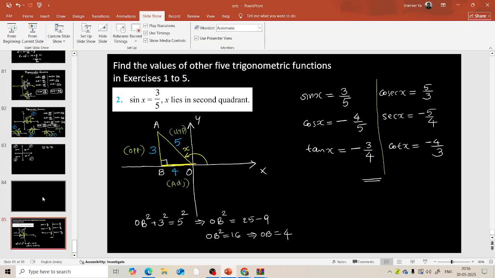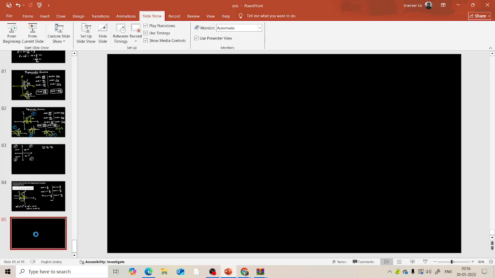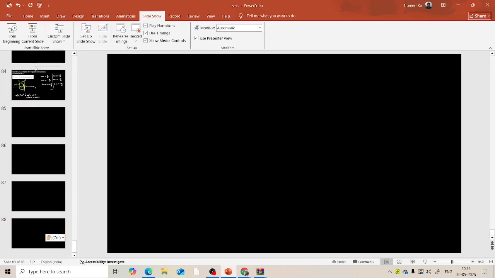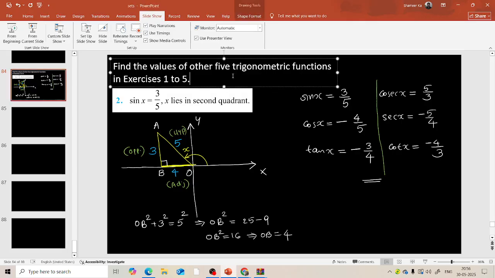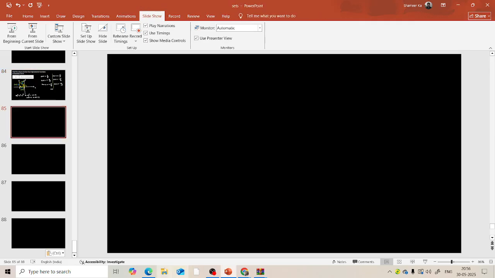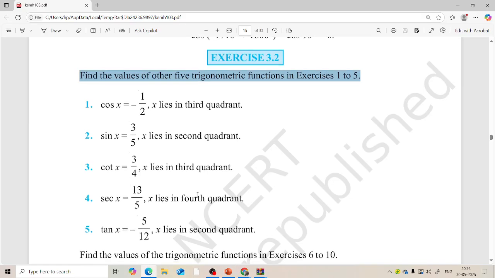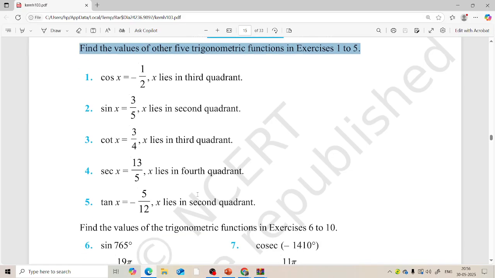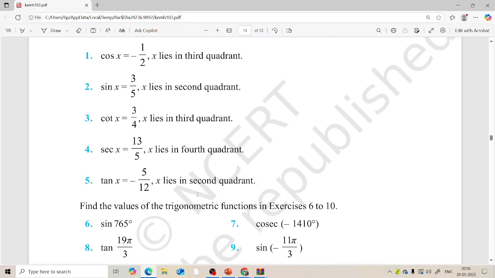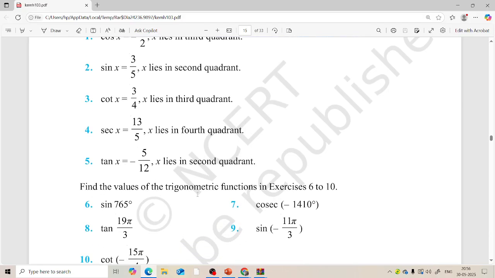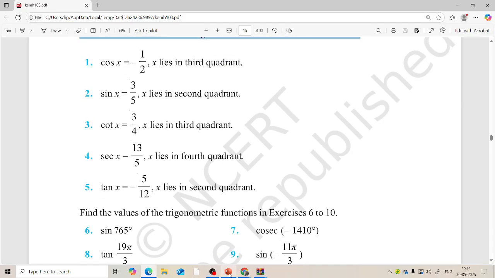Just a minute. I want a slide. Okay, the title is same. Find the values of other 5 trigonometric ratios. The same title. So let me discuss the third one. Third one I am going to discuss.